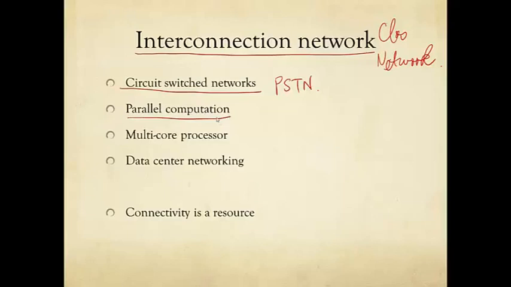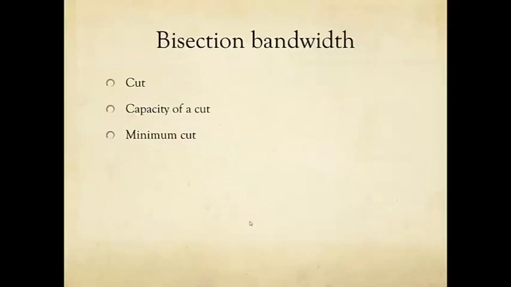Then it was studied in parallel computation in the 60s, 70s to 80s, with many mainframe computers connected together into a supercomputer. Then the scale shrank to a much smaller one. We're looking at systems on a chip and multi-core processors in the 90s and the last decade. And then in recent years, it was revived again in the context of data center networking, connecting servers within a large data center. All these are different cases of interconnection networks. And the common theme is that connectivity pattern is a resource you have to carefully design. And there are many different metrics to compare different kinds of interconnection networks.